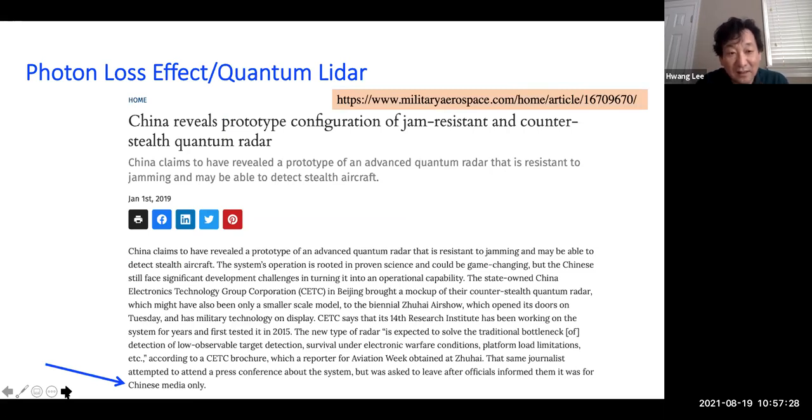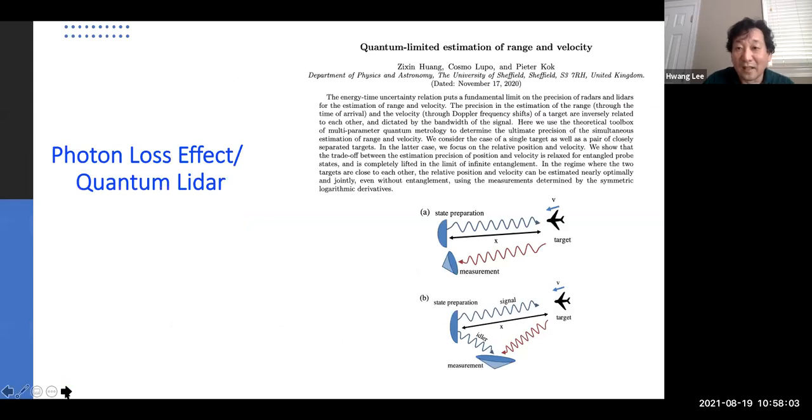Nevertheless, in 2019, there was some military news saying that China reveals a prototype configuration of this quantum radar. So that was a shock, and we were asked whether this is true or not. But the news announcement was confined to Chinese media only, so we will never know what was actually done there. Okay, and then I'd like to mention Jixin's recent work on quantum radar, and this is very nice work. And that will continue.